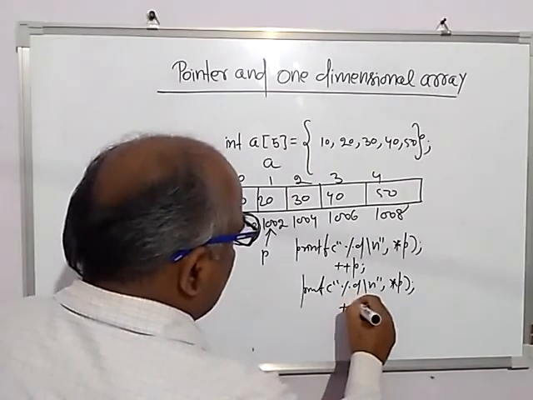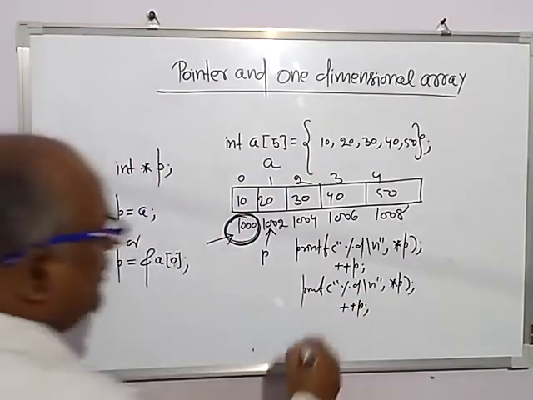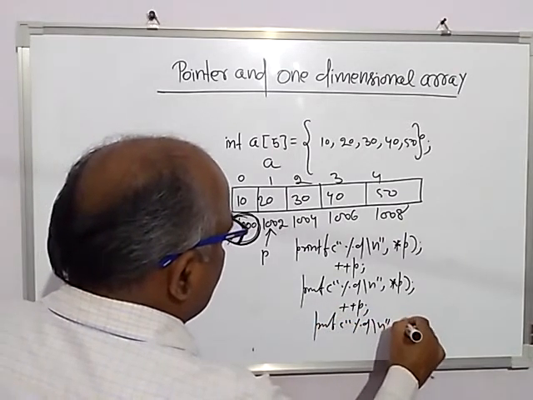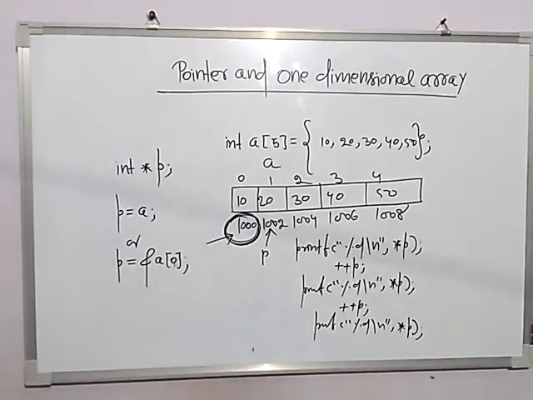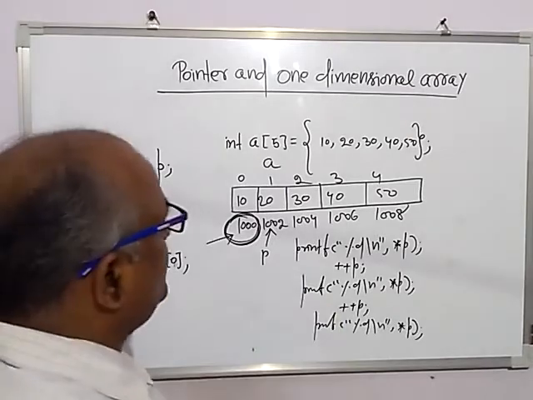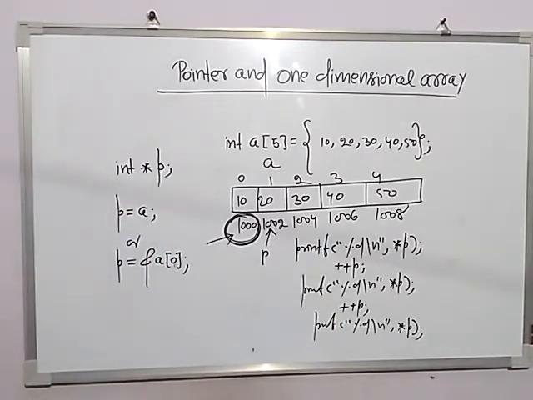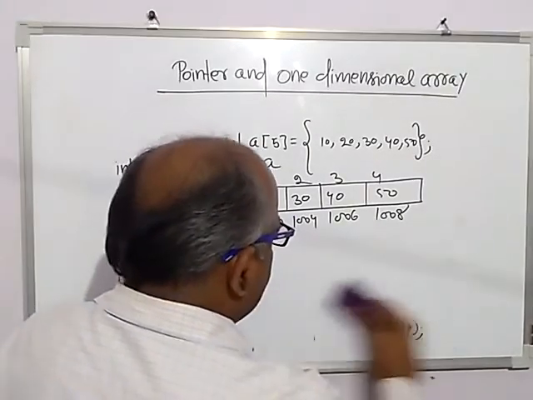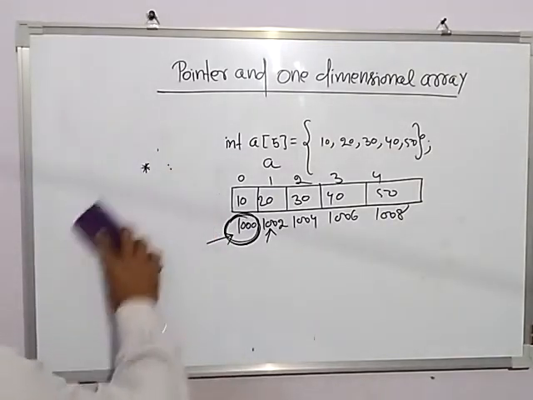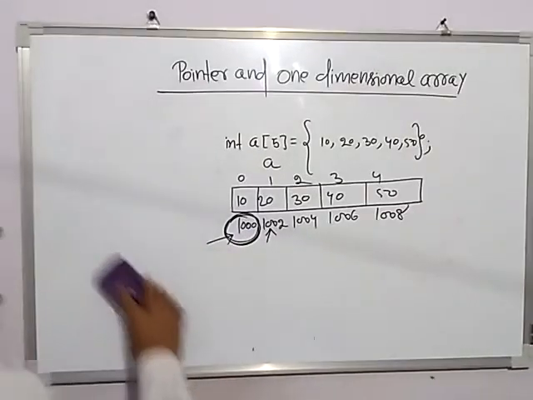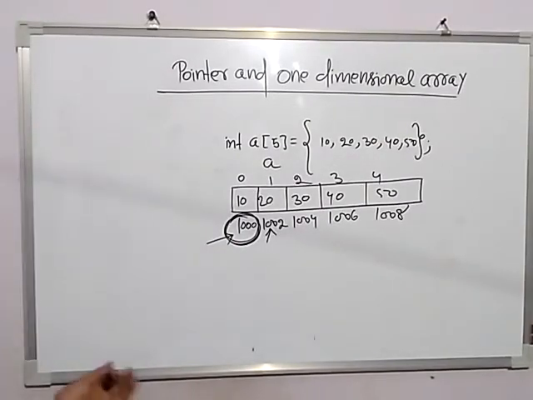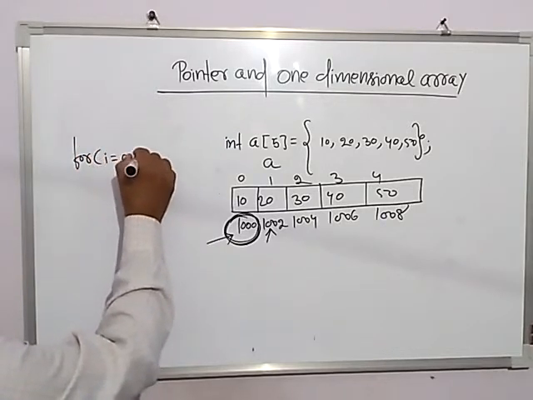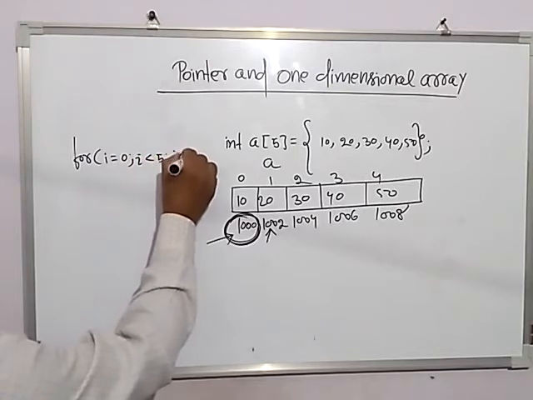Then you write p++. So it becomes 1004. You can write printf("%d\n", *p). In this way you can access each element of the array. Instead of writing a number of printf statements and p++, I can use a loop. If the array size is 5 and you want to access the values of the elements of the array, then you can use a loop. Since the size is 5, for i = 0, i < 5, i++.